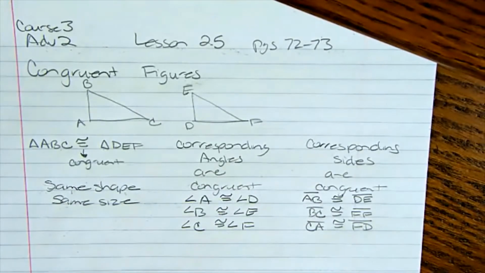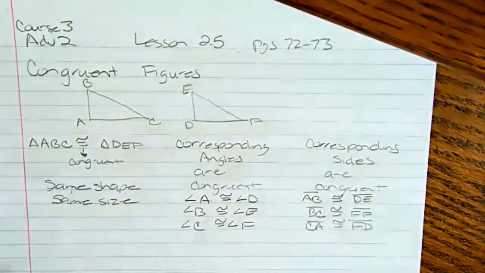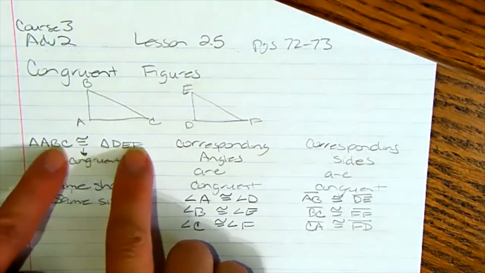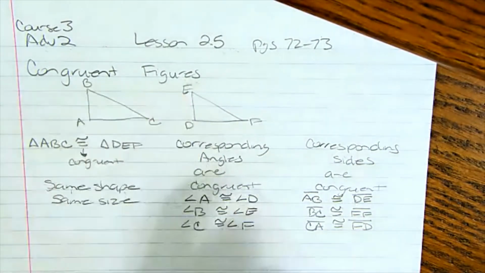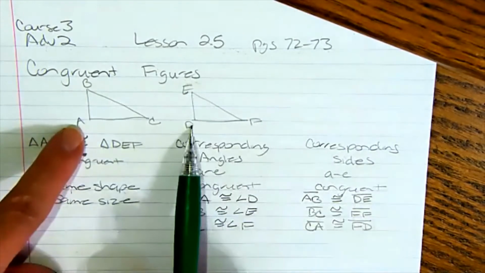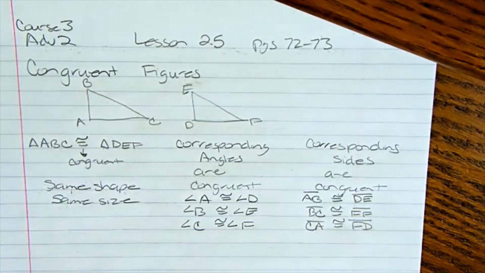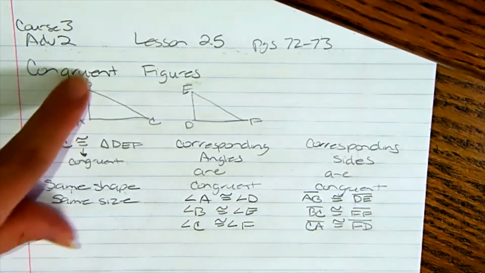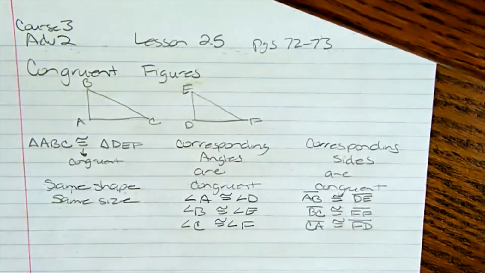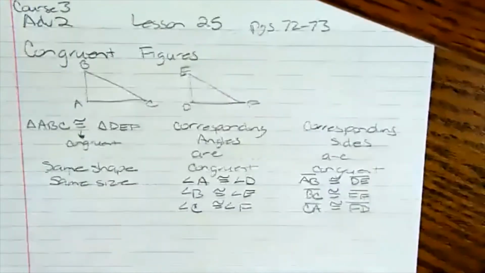And remember, when we label congruent triangles, we label the vertices in the same order, okay? So congruent figures, we're talking about same shape, same size. So if they're the same shape and the same size, then corresponding angles are congruent and corresponding sides are congruent as well. Okay? So that's all fine and dandy.